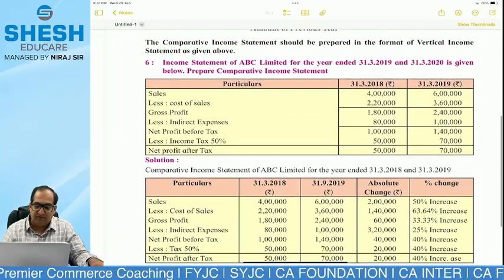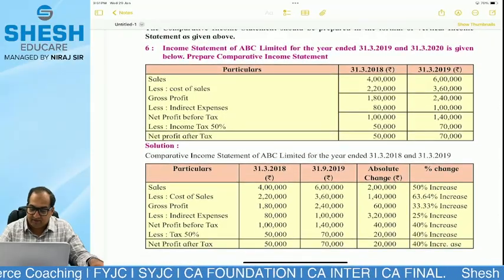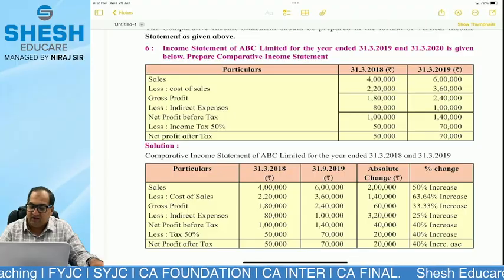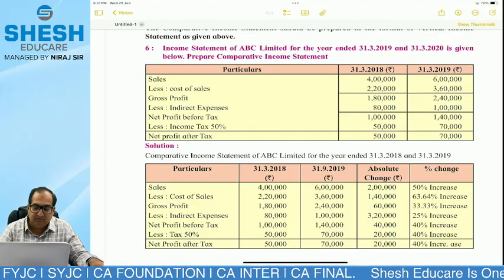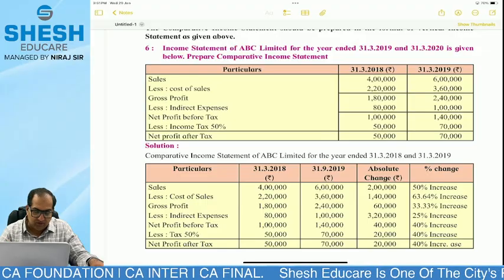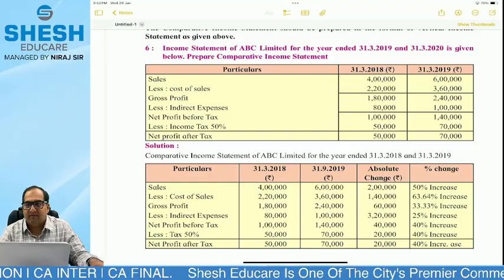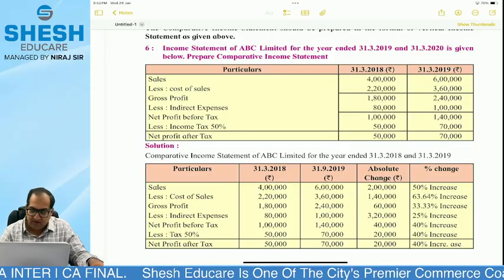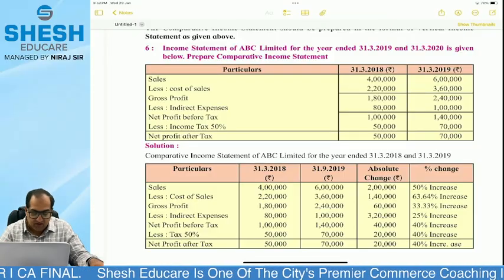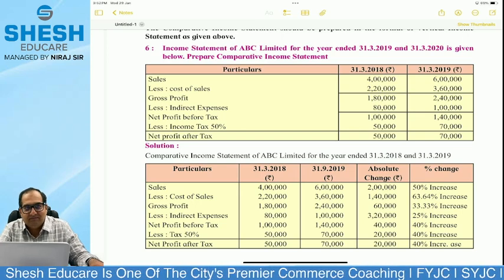Now, income statement of ABC Limited. They have given you figures for 31st March 18 and 31st March 19. 4 lakhs, 6 lakhs, so there is an increase of 2 lakhs. What is the formula? Absolute change divided by previous year multiplied by 100. Cost of sales के लिए same thing. Absolute change divided by previous year multiplied by 100. For every figure you apply the same formula.